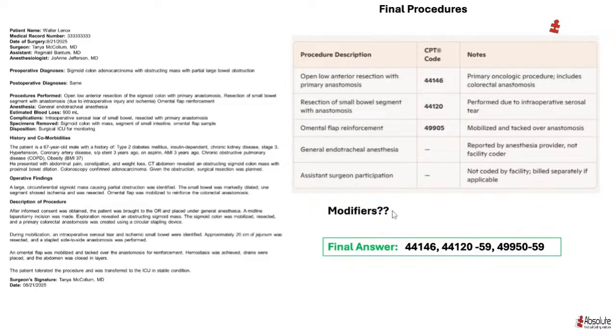In terms of modifiers, I do think modifier 59 should be placed on 44120 because this is the small bowel. It's not the same body part. It's a different body part. So 44120, 59 modifier, different body part, different procedure. Also 49950, 59 modifier, different body part. This is the omentum, different procedure. And this is my final answer for the procedures.